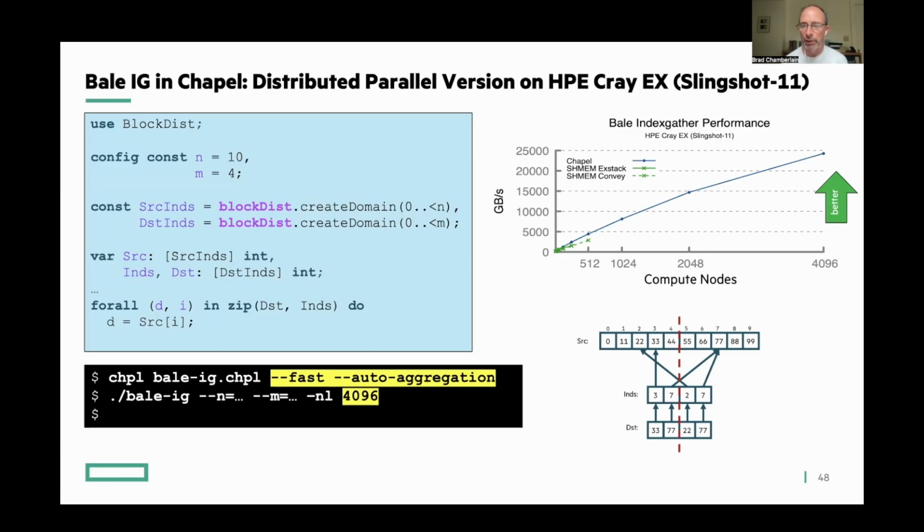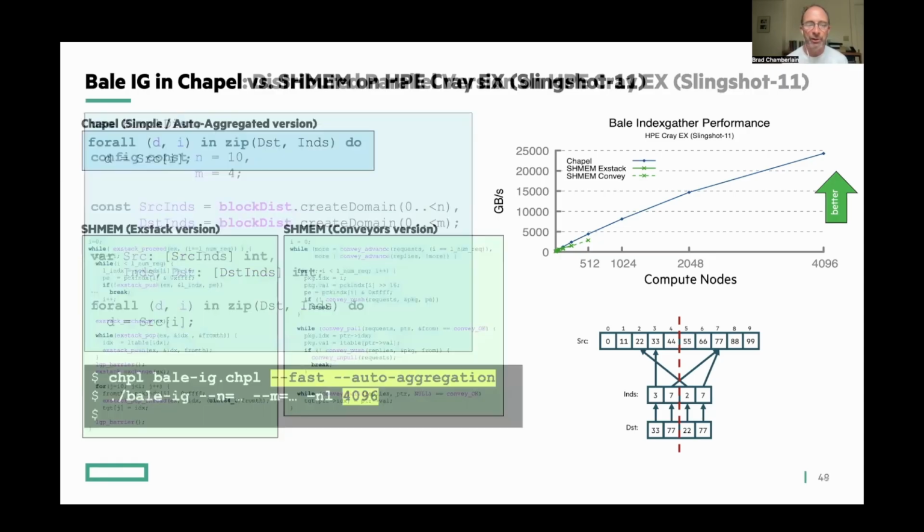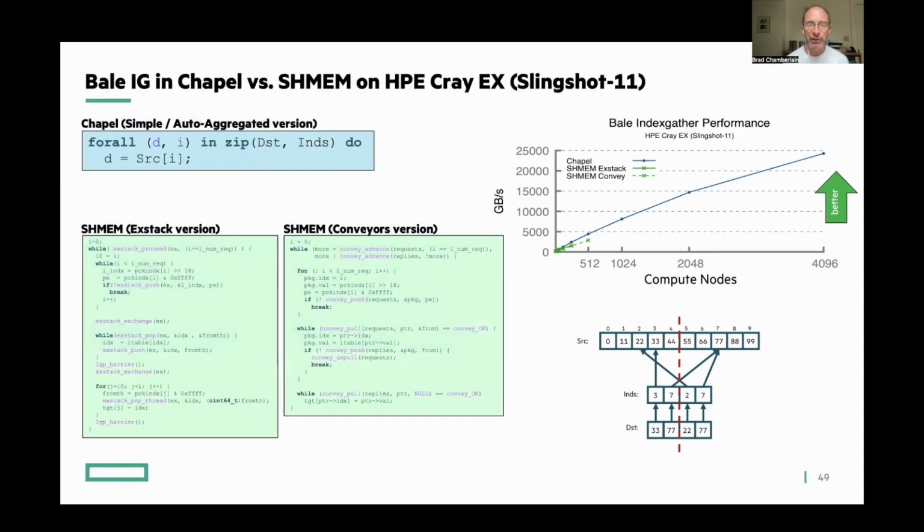If you're wondering about those green lines there that are below the chapel, those are the same computation written in shmem, which is another way of programming parallel systems. Here I'm showing the shmem code for those two versions. As with the MPI code we saw earlier, you can see it's a lot more detail, a lot more complexity. Basically, the programmer has to do a lot more of the work by hand. And not only that, they're not performing as well, and they're actually not able to scale past 512 compute nodes in this case.